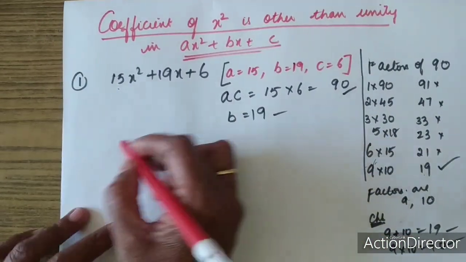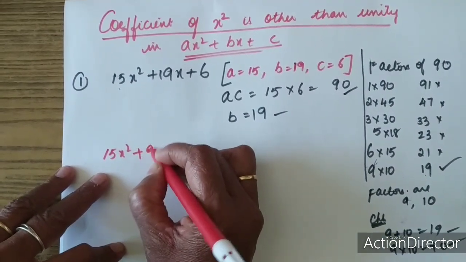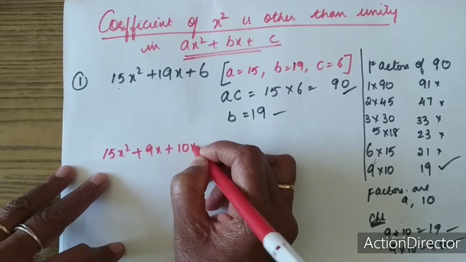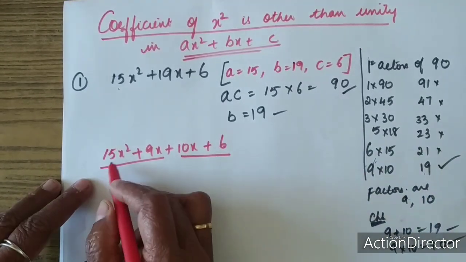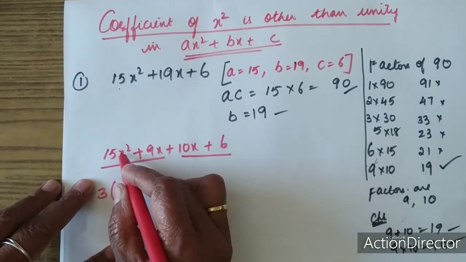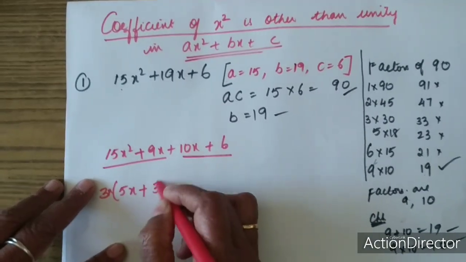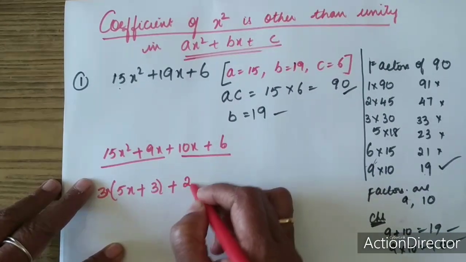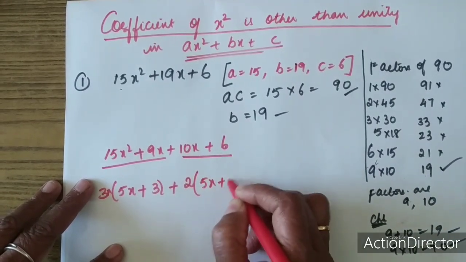So let me split: 15x square plus 9x plus 10x plus 6. Combine the first two and the last two. 15 and 9, HCF is 3, so 5, and x square and x, HCF is x. So it is 3x into 5x plus 3. Here also 2 is the HCF of 10 and 6. So here again 5x plus 3.